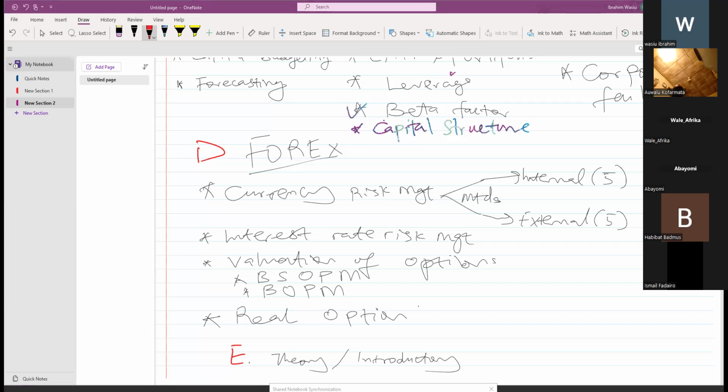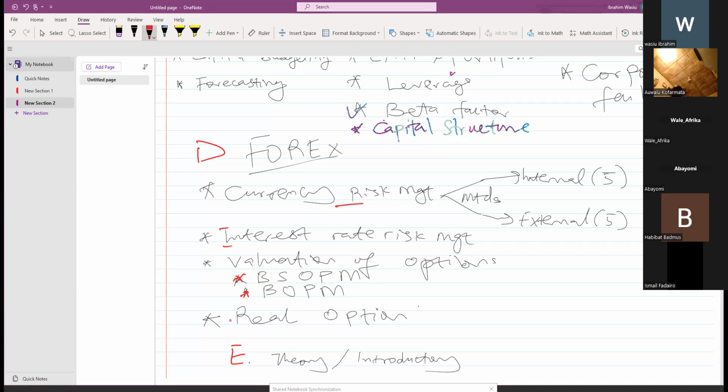That's the whole drama we are doing under currency. Then interest rates, as the name implies, just interest rates risk management. We have 4 to 5 methods. Options is their right, not obligation. If you like to take the option, if you like, you don't take them. Two popular methods here are the Black-Scholes option pricing model and the binomial option pricing models.